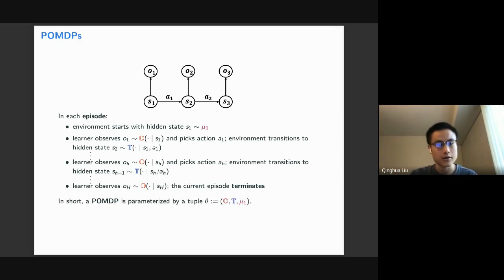So in short, a POMDP is parameterized by three components. The first one is the initial distribution over hidden states. The second one is the emission kernel, and the third one is the transition kernel. And most importantly, in POMDPs, the states are always hidden from the learner.